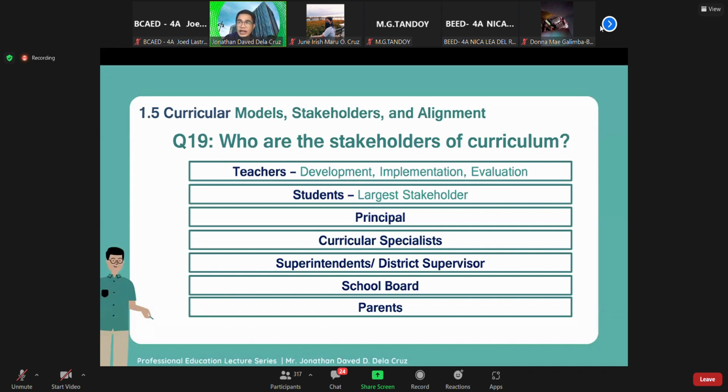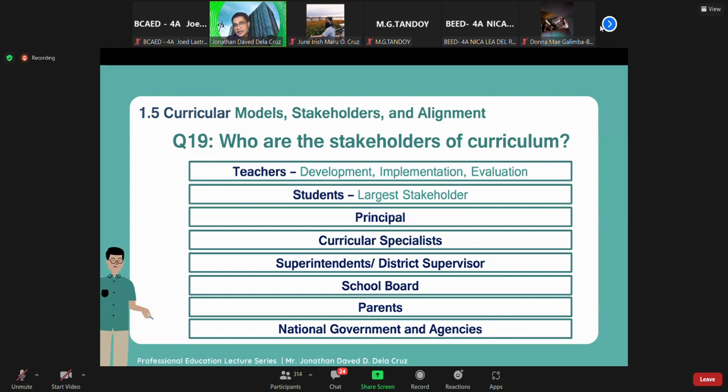Parents, no? Kaya nga tayo may PTA, pag nagbibigay ng cards sa junior high, sa high school or elementary, kailangan kasama si parents. Kasama na din yung PTA meeting eh. Kasi tayo nga mga guro ay pangalawang magulang na ng mga estudyante natin. So parents, and of course, the national government and agencies, as I have mentioned, the society in general, anything inside and outside the educational system can affect the education system.